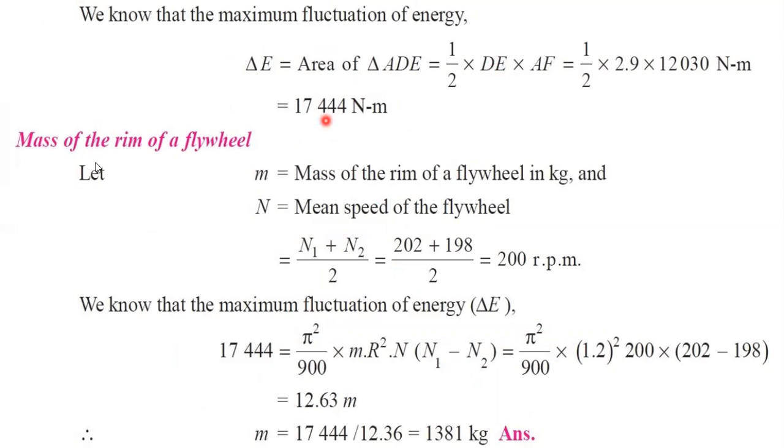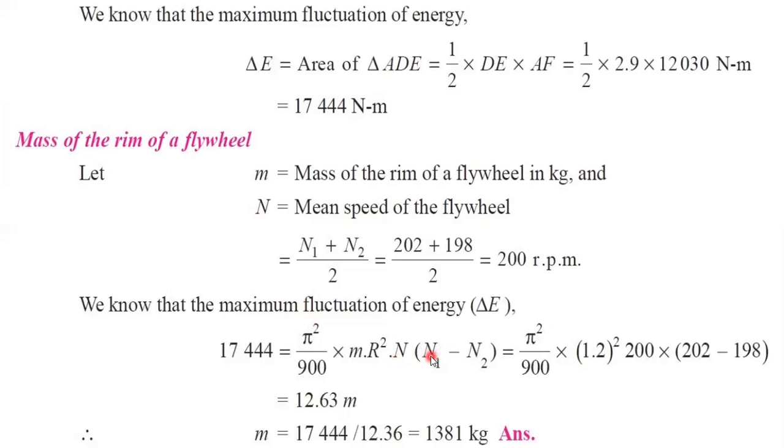For finding the mass of the rim of the flywheel, m is the mass of the rim of the flywheel in terms of kg, and N is the mean speed. So we have got two different speeds, one is maximum and another is minimum. So N1 plus N2 divided by 2, you'll be getting the mean speed. So the maximum fluctuation energy del E formula is, here what they have done is the same, I omega square Cs. Here omega is 2 pi N by 60.